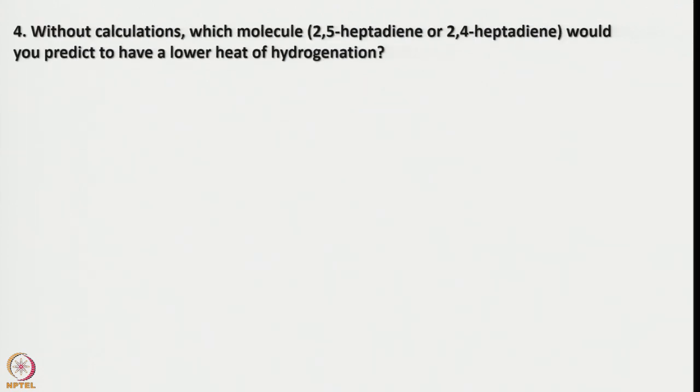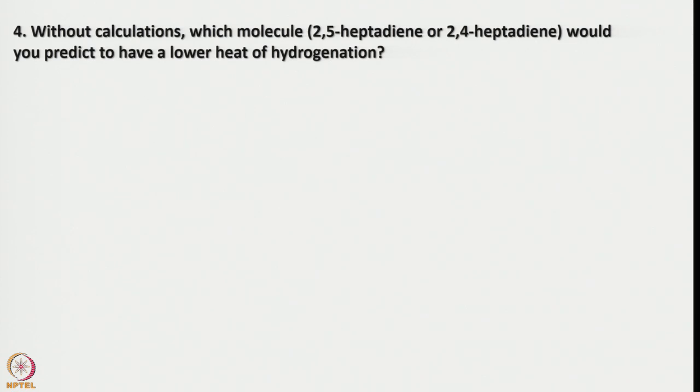So now, without calculations, simply by reading, you should be able to answer: which molecule, 2,5-heptadiene or 2,4-heptadiene, would you predict to have a lower heat of hydrogenation? So just look into that one and probably try to write the molecular formula.